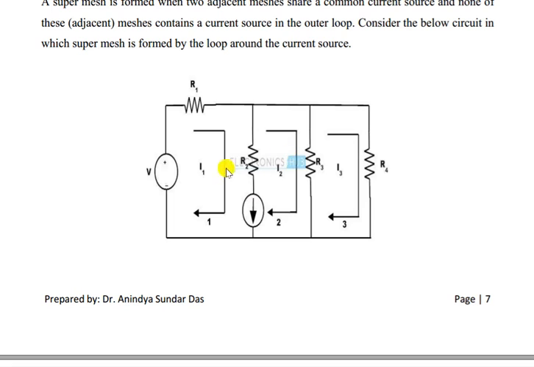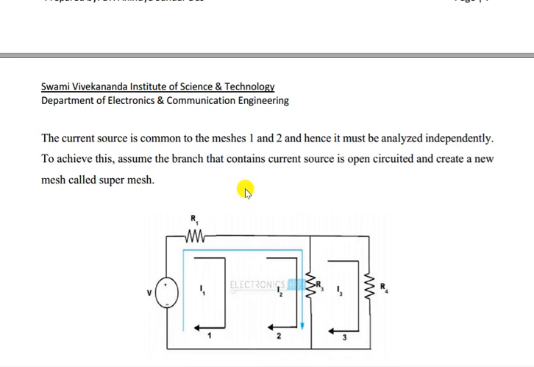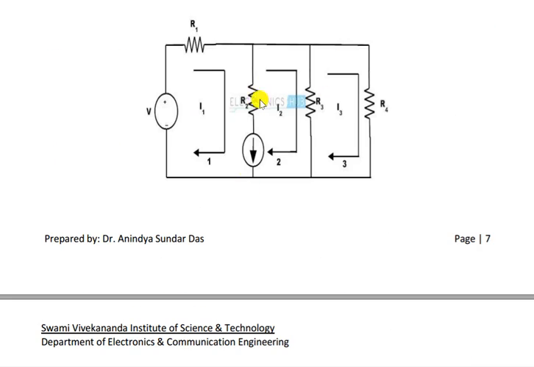Here, we have to merge the two meshes. If one current source is common to two meshes, we merge the two meshes by removing the current source or that particular branch. We form a super mesh, a merging of two meshes, and write KCL at any of the nodes of the current source. Okay, so this is how we have to solve. So now we have to remove this.